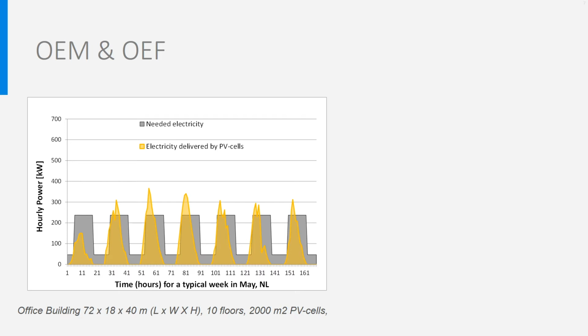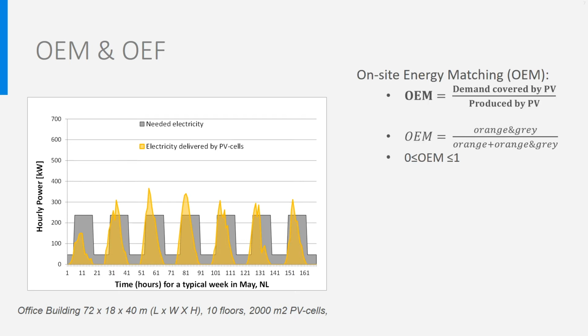Two parameters are used to characterize this phenomenon, the OEM and the OEF. The OEM is the on-site energy matching and is the fraction of electricity produced by the PV cells that can be directly used in the building. In the graphic, it is the orange-gray domain divided by the sum of the orange and the orange-gray parts. When the OEM is 0, the mismatch is complete, and when OEM is 1, all energy delivered by the PV cells can be used directly.